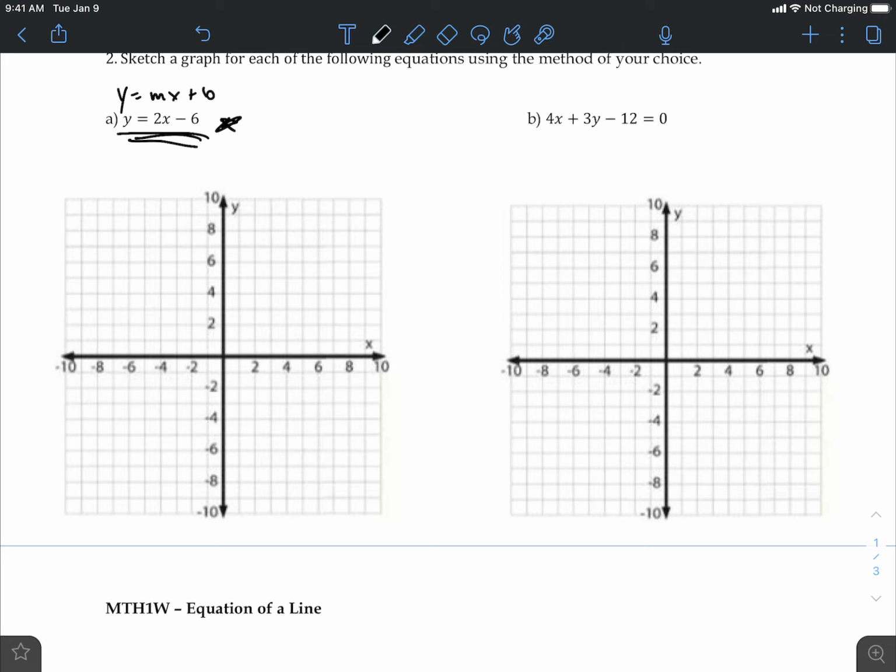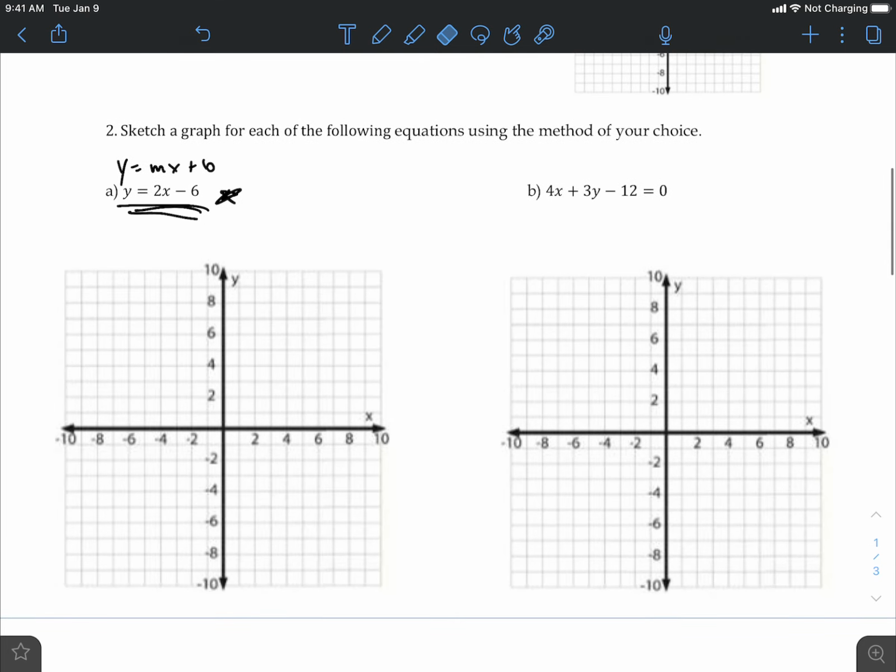we're going to switch this form. Does anybody know what we call this? I've mentioned it before. Kenneth, yeah? It's standard form. It's a standard form of a line, and standard form of a line follows something like this: ax plus by plus c equals 0.